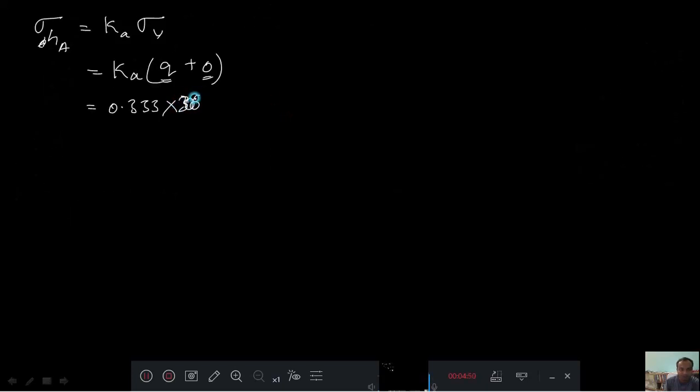0.333 into 36 is 11.98 kilonewton per meter square. Okay, we got sigma h at A, then we will go to sigma h at B.